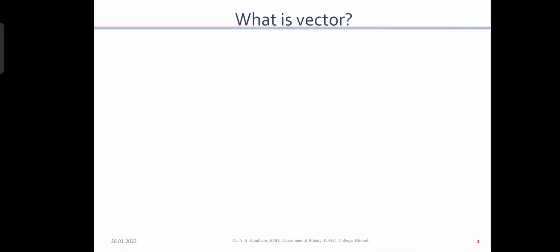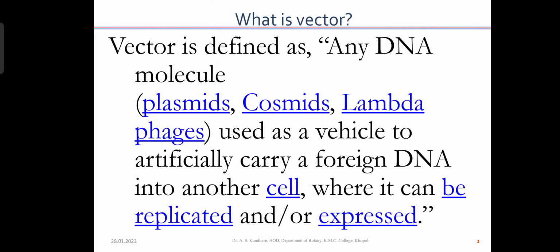Now first of all, see what is vector. I have defined here. Vector is defined as any DNA molecule, that is plasmids, cosmids, lambda phages, used as a vehicle to artificially carry a foreign DNA into another cell where it can be replicated and or expressed. So this is the definition.